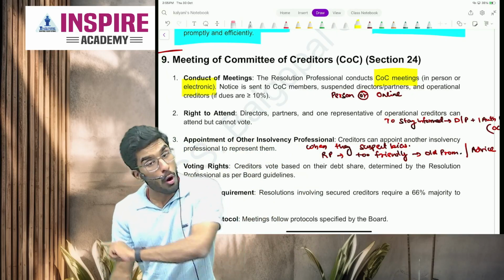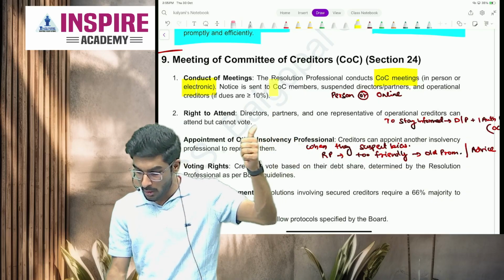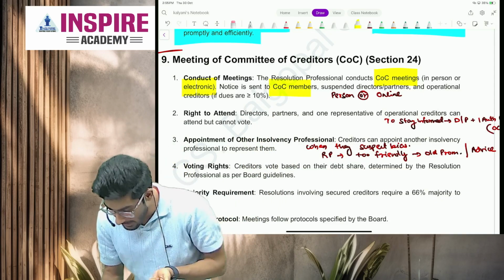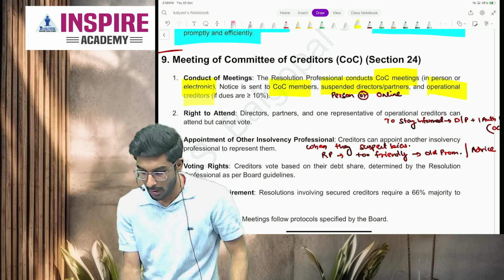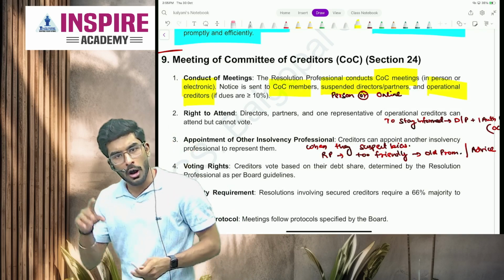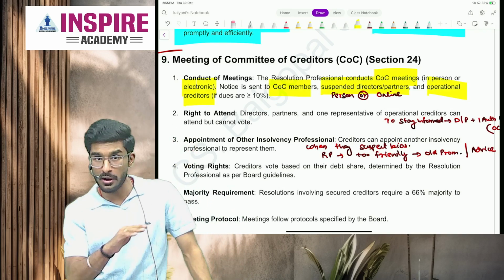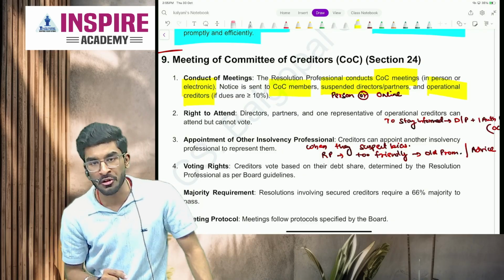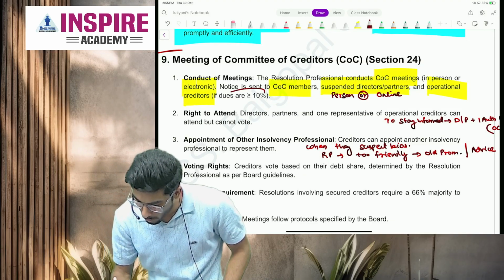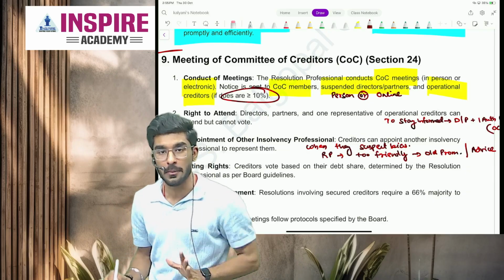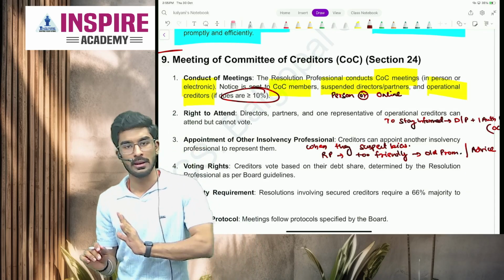Notice is sent to all the COC members. Number two, all the suspended directors and partners, and number three, all the operational creditors. Are all operational creditors given notice, people? No, only those operational creditors where the dues are more than 10% are given notice. Yes or no, people?